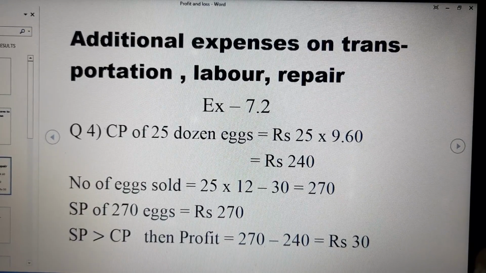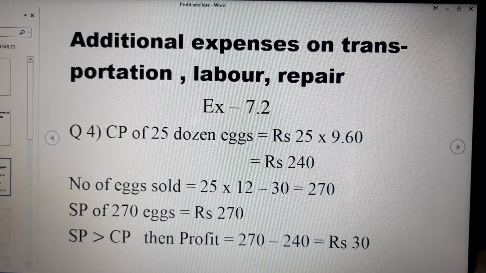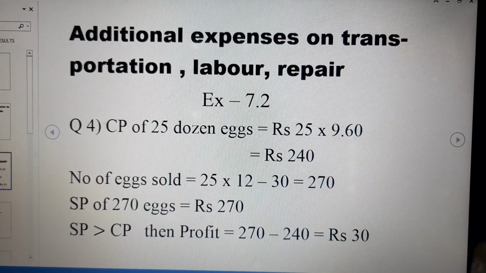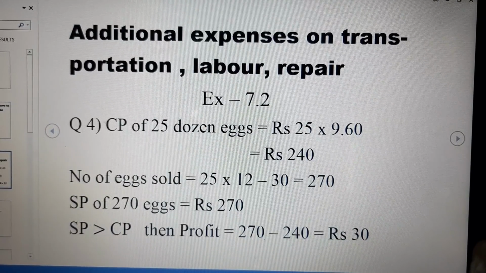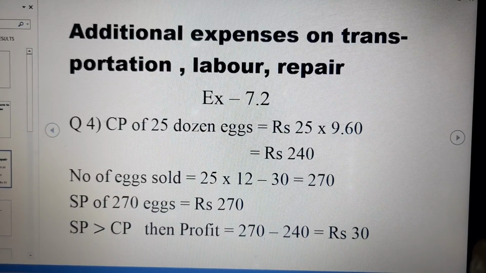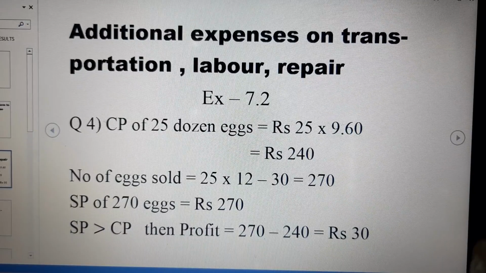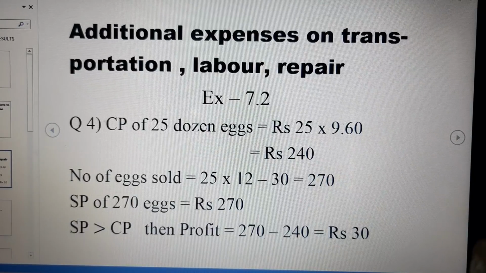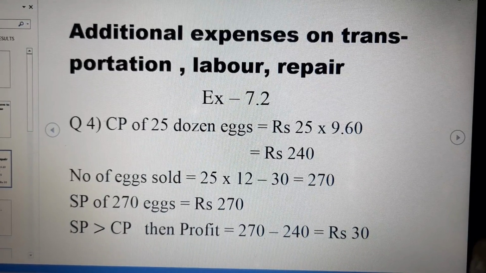Are you getting it? All these additional charges, additional expenses are known as overheads. Clear? And remember that all these overheads are always included in cost price, which means they increase the value of cost price. Suppose I am selling a bicycle. First of all, I have a factory of bicycles. I have manufactured the bicycle, and now it has to be sent to the showrooms.